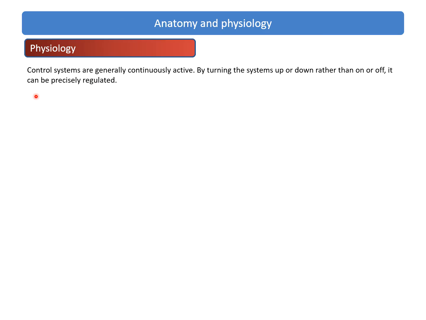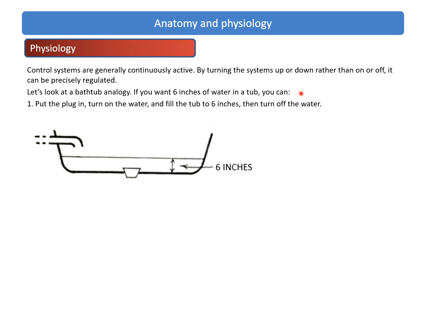Control systems are generally continuously active. By turning the system up or down rather than on or off, it can be precisely regulated. Let's look at a bathtub analogy. If you want 6 inches of water in a tub, you can put the plug in, turn on the water, and fill the tub to 6 inches. Then turn off the water.